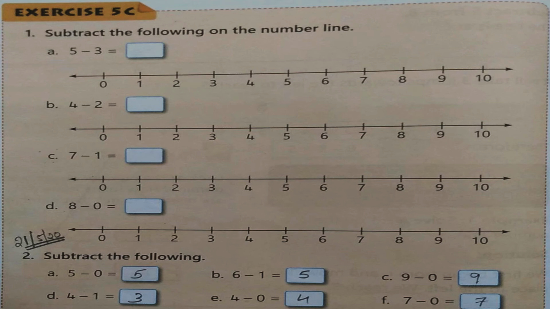So, 5 minus 3. Keep your pencil on 5. Now, jump how many steps? 3. So, 1, 2, 3. The answer is 2. So, write it here. Now, 4 minus 2. Keep your pencil on 4 and jump backward 2 steps. So, 1, 2. The answer is 2.